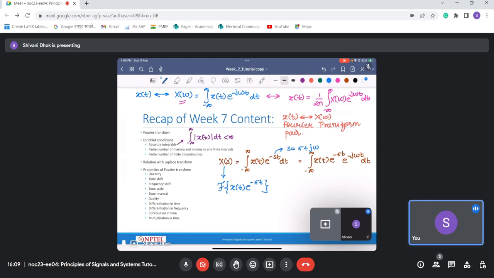and the Laplace transform is equal to the Fourier transform when sigma is equal to 0. That is, x of s at sigma equal to 0 is equal to x of j omega only when the sigma equal to 0 line is in the ROC. So this j omega axis should belong to the region of convergence. In that case only this definition is valid.